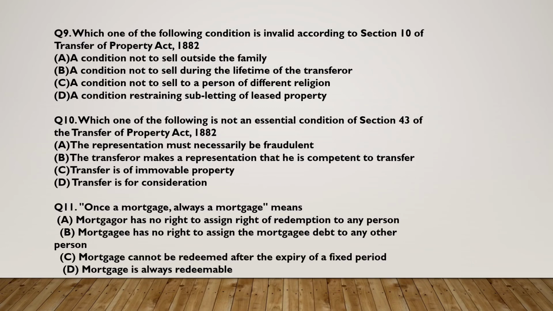Proceeding further, now dealing with question number 9, it says which one of the following conditions is invalid according to Section 10 of the Transfer of Property Act? Option A, condition not to sell outside the family. Option B, a condition not to sell during the lifetime of the transferor. For this question, you should refer to Section 10 of the Transfer of Property Act 1882. If you have understood the interpretation, you can easily identify that option B is the correct answer. B is the correct option of question number 9.